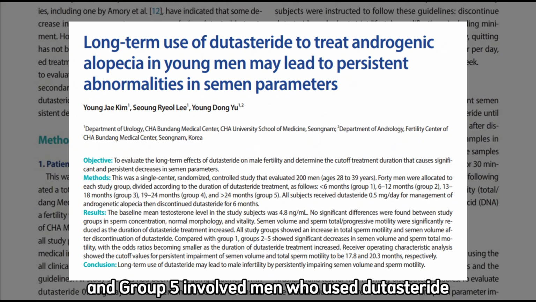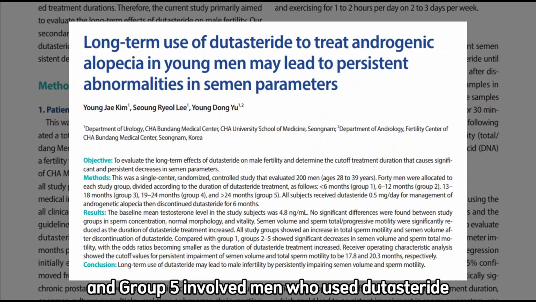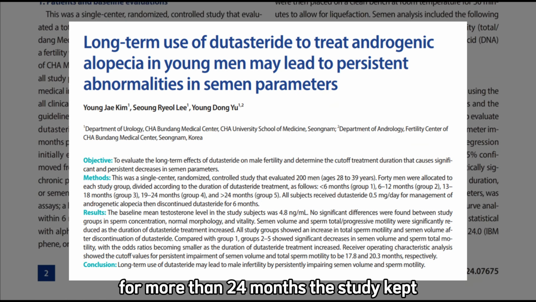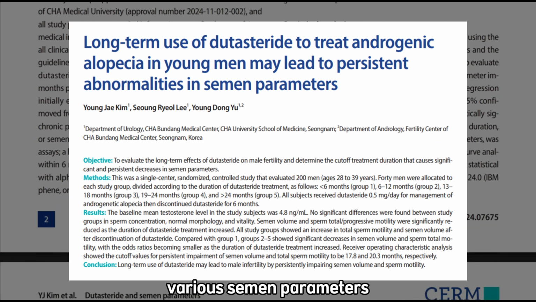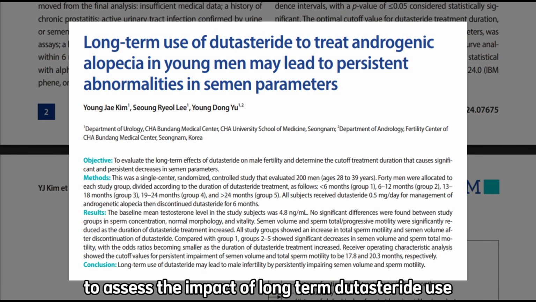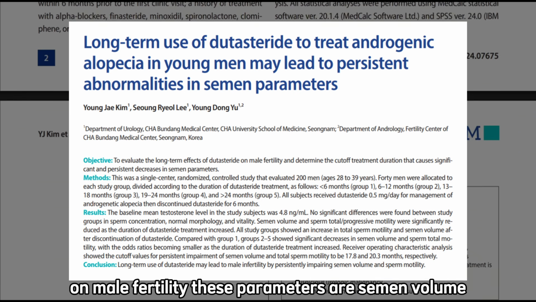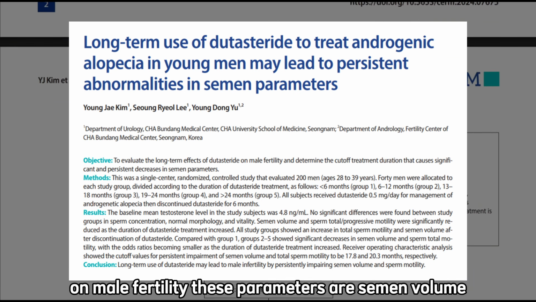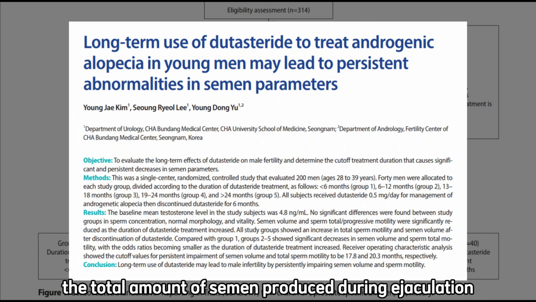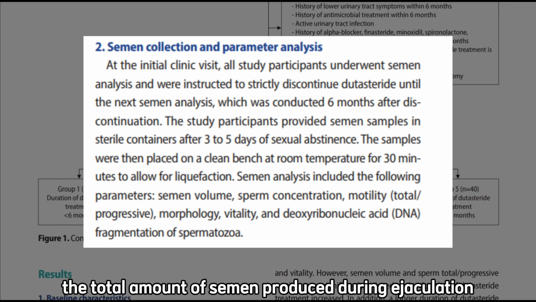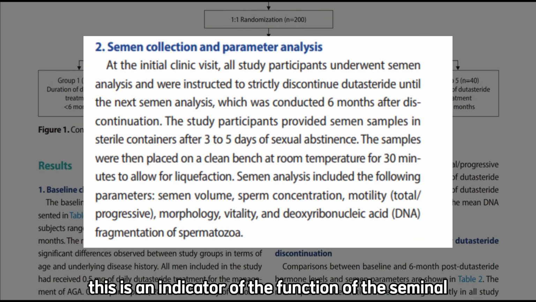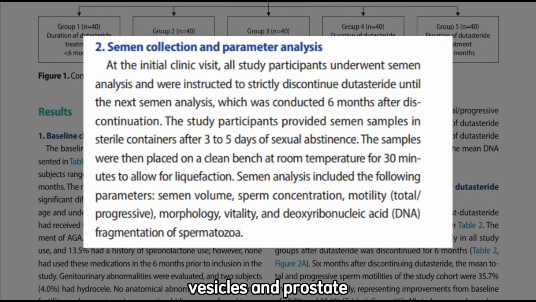and Group 5 involved men who used dutasteride for more than 24 months. The study kept various semen parameters to assess the impact of long-term dutasteride use on male fertility. These parameters are semen volume, and this measures the total amount of semen produced during ejaculation. This is an indicator of the function of the seminal vesicles and prostate.